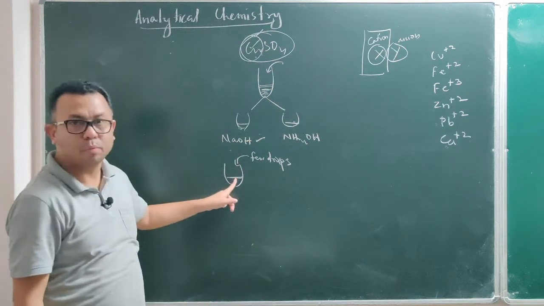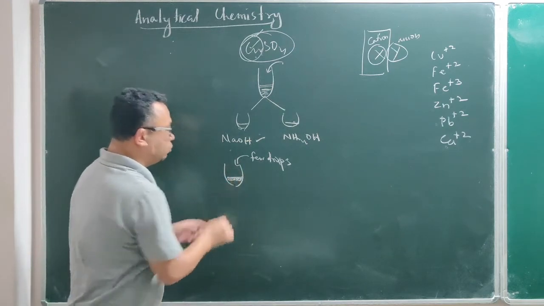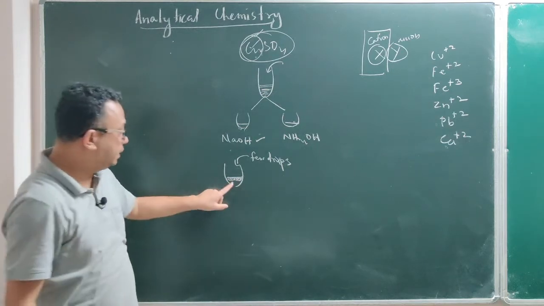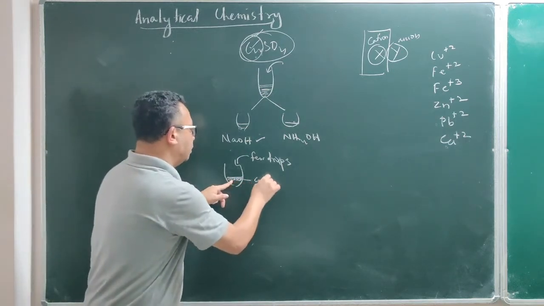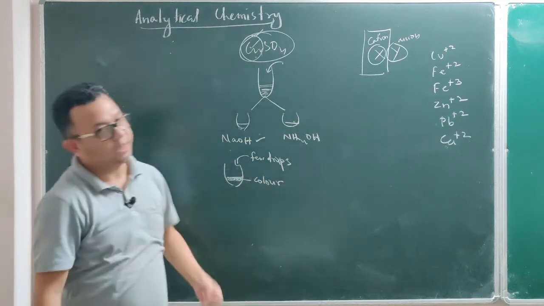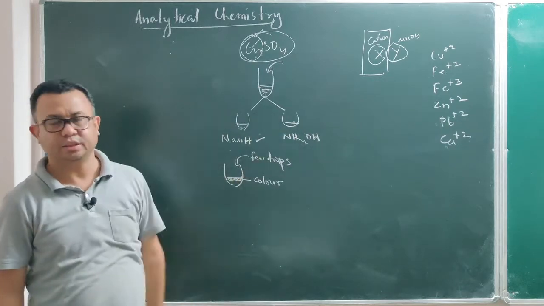Immediately when you add a drop of sodium hydroxide, you will find a curdy kind of precipitate is formed, a curdy substance, that is an insoluble precipitate. And this precipitate will have a color. So it may be pale blue, it may be white, it may be dirty green, or it may be any color. You will see reddish brown, different colors.